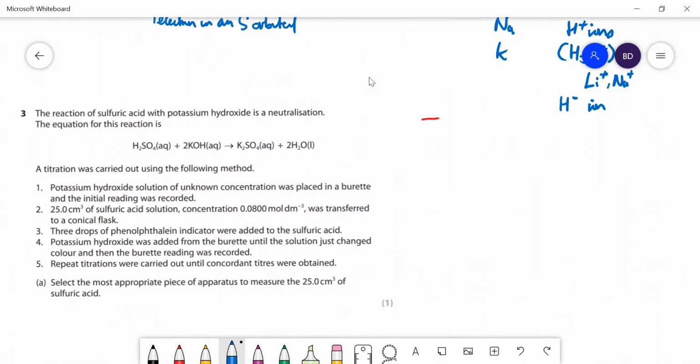Okay, so this is about titration. Sulfuric acid is being titrated against potassium hydroxide. So let's just sketch this. Potassium hydroxide was placed in a burette. It's got KOH, and we don't know the concentration, so we're going to find out. 25 centimeters cubed of sulfuric acid was placed in a conical flask here.